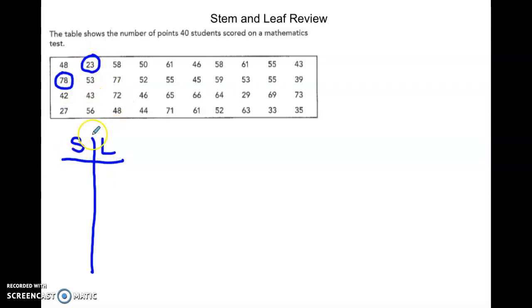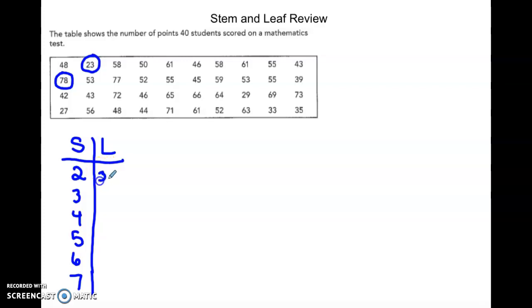And these numbers help us to decide our stems. Our stem is going to start at the smallest first digit, and then we need every number in between the smallest and the largest digit, even if there's something that you don't find in your data. You can't skip numbers. And then I can fill in my leaves. I want to fill in from least to greatest.